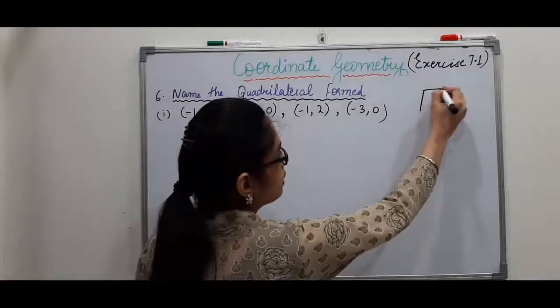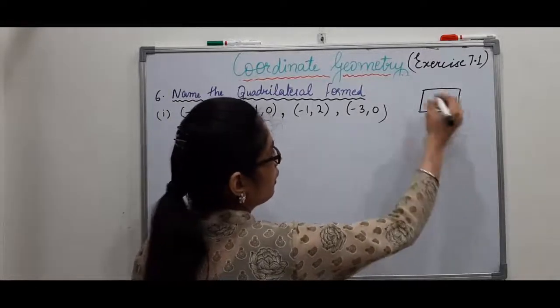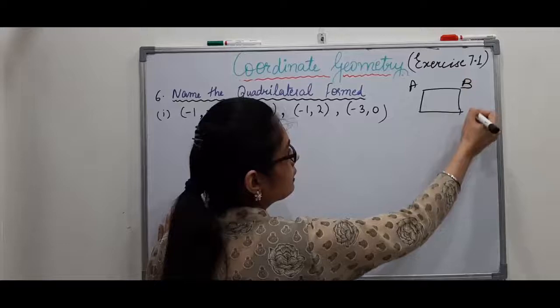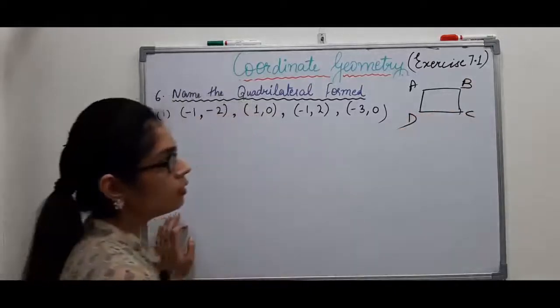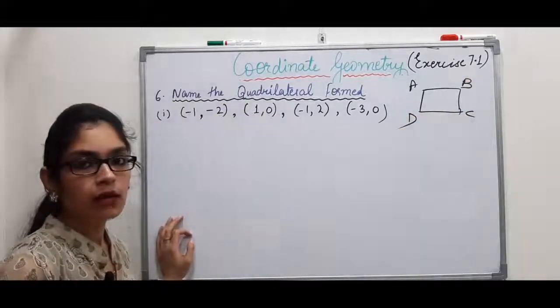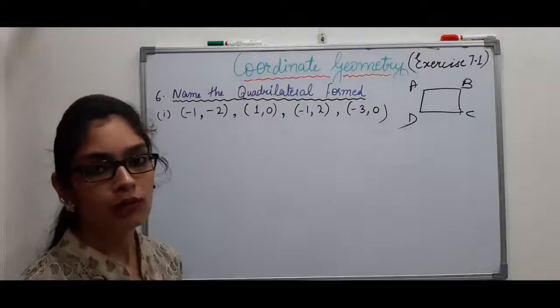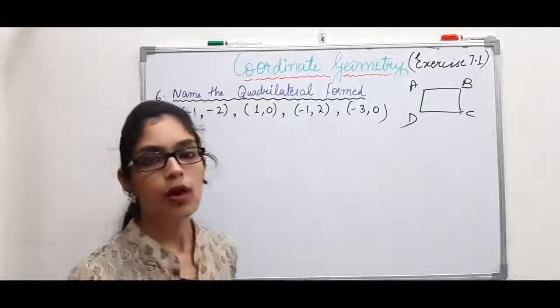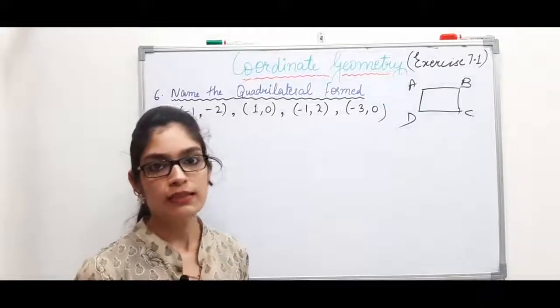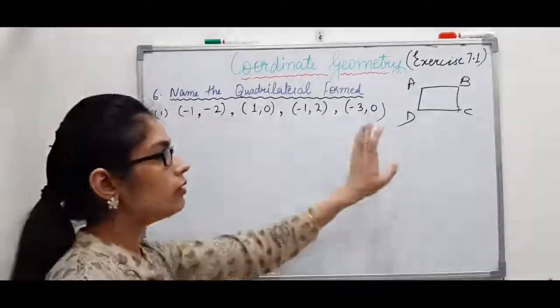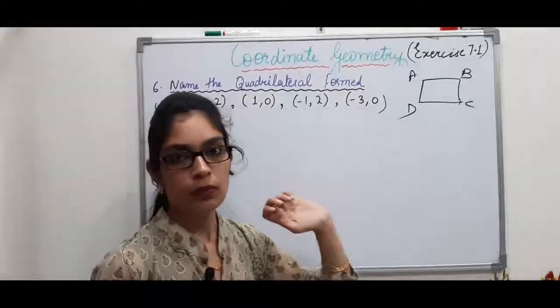So I will name these points A, B, C and D. Three parts have been given to you. One part I will do and the remaining you have to do yourself, because all the parts are similar, only distance we have to find. And in this question I will explain it to you.